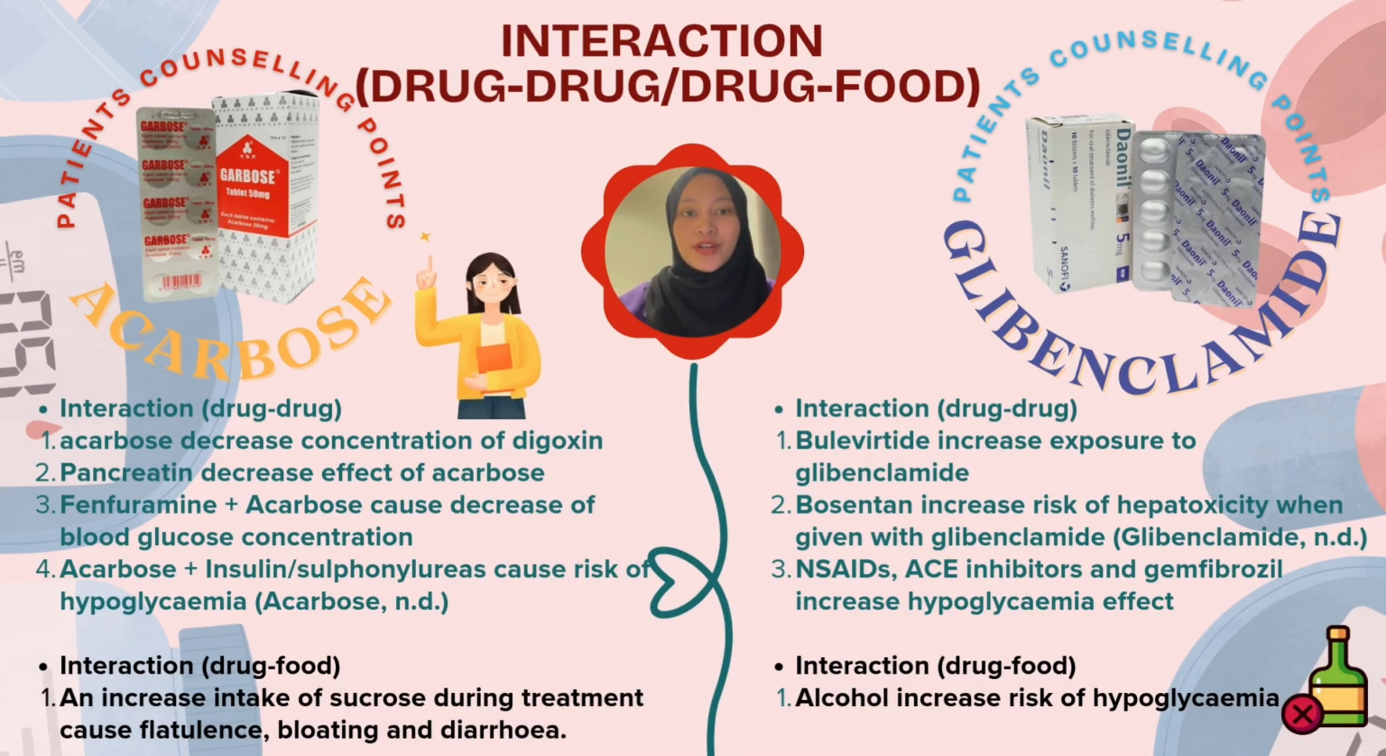Let's move on to the interaction of drug with drugs and drug with foods for ACARBOSE and glibenclamide. For ACARBOSE, the first one is ACARBOSE decreases the concentration of digoxin. Next, pancreatin decreases the effect of ACARBOSE. Fenfluramine with ACARBOSE causes decrease of blood glucose concentration. And finally, ACARBOSE with insulin or sulfonylureas causes risk of hypoglycemia. For ACARBOSE interaction with food, an increased intake of sucrose during treatment causes flatulence, bloating, and diarrhea.